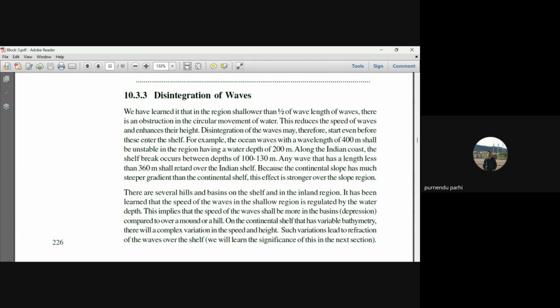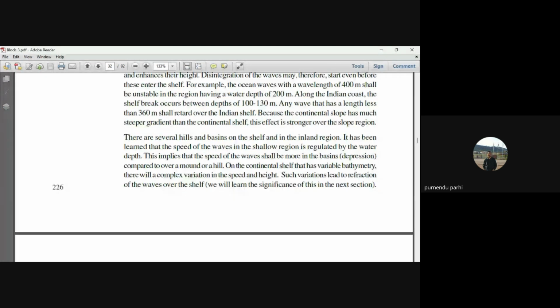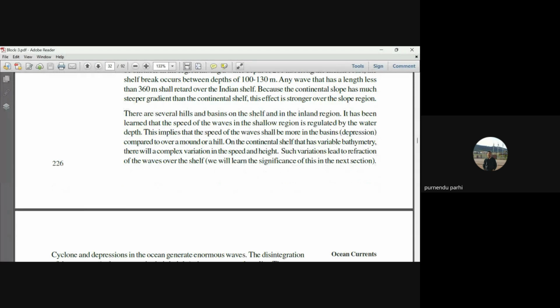Any wave that has a length less than 360 meters shall retard from the Indian shelf. Because the continental slope has a much steeper gradient than the continental shelf, this effect is stronger over the slope region. There are several hills and basins on the shelf and in the inland region. It has been learned that the speed of the wave in the shallow region is regulated by the water depth. This implies that the speed of the wave shall be more in the basins compared to the mount of the hill.